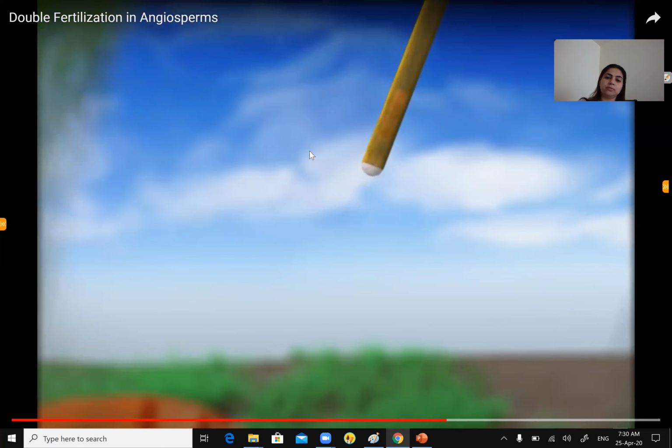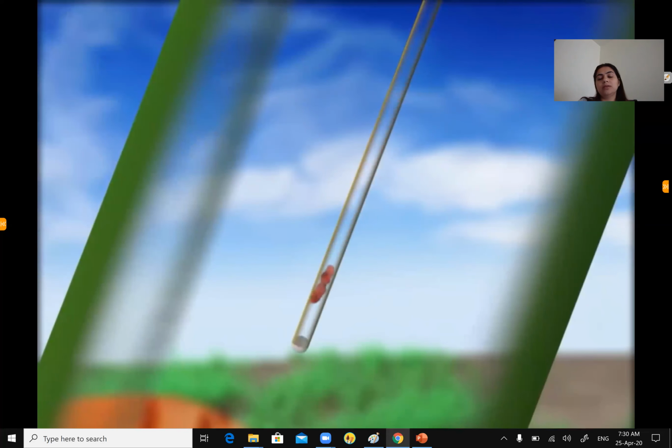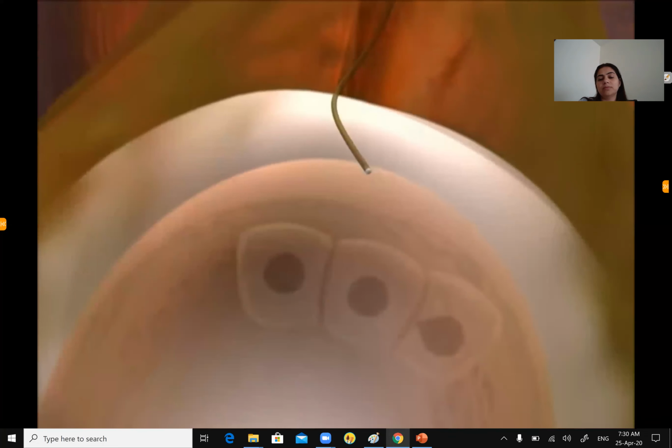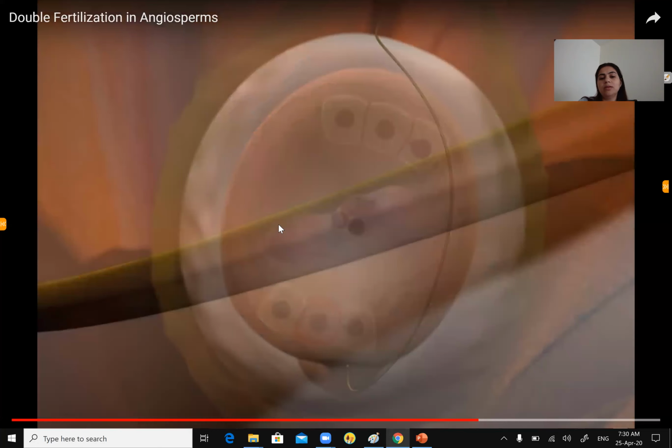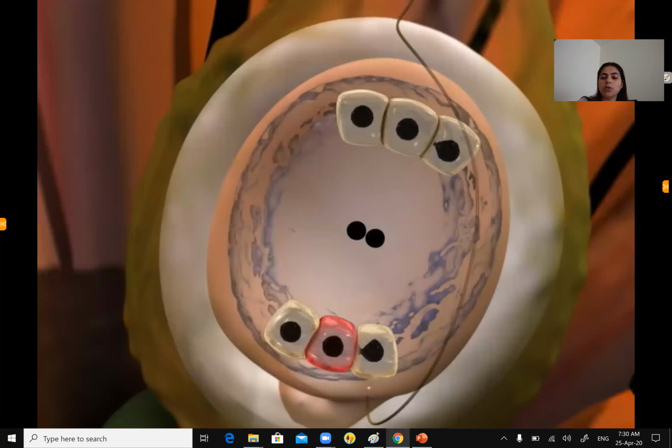Down the style and into the ovary. The generative cell travels behind the tube cell nucleus. Once near the ovary, it divides by mitosis to produce two haploid sperm cells. The pollen tube reaches the micropyle, the opening, and releases the sperm cells into the embryo sac. Two sperms are released.